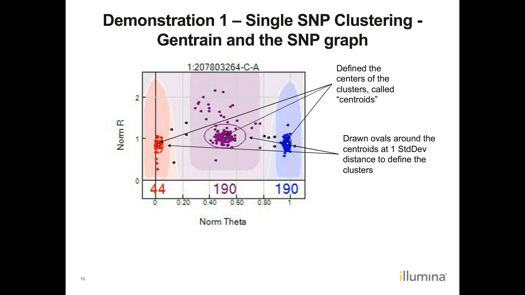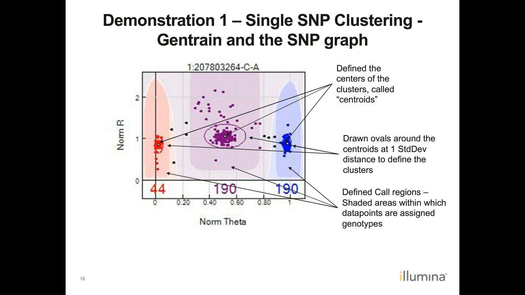Further, call regions have been defined. You can see these darker shaded areas. These are areas within which data points are actually assigned genotypes. So any sample data point that falls in the shaded region is assigned the genotype that is associated with that shaded region: AA, AB, or BB.